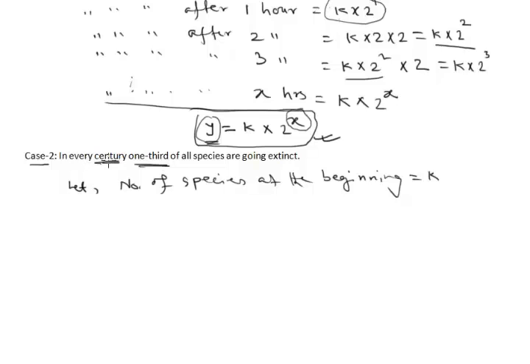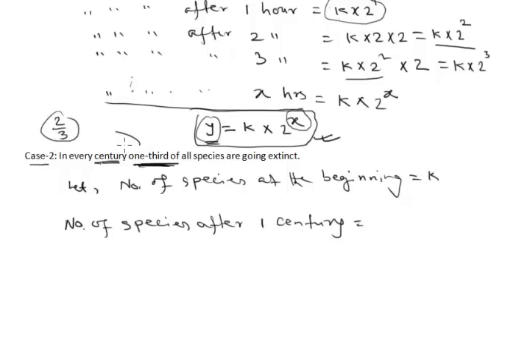So that means after 1 century, the number of species will be, 1/3 is going extinct. So that means the rest, that is the 2/3, will still be there. So initially it was K, so now the number of species remaining will be 2/3 of K. One third is extinct, so the remaining number of species will be 2/3 of the initial number of species.